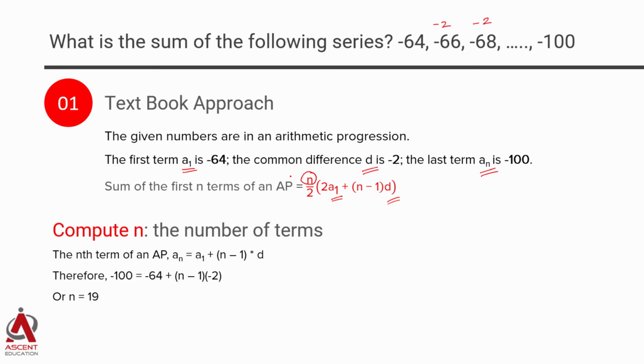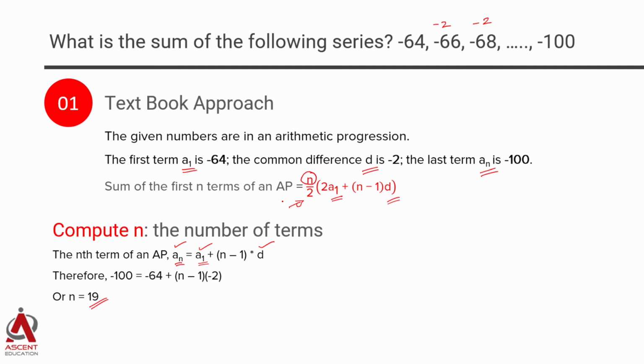This is how we are going to find it out. The nth term of an AP is given by this formula. An is equal to a1, which is the first term, plus the common difference added n minus 1 times. So it's n minus 1 into d. What all data do we have? We have data for AN, A1, and D. The only thing that we need to find out is N. So substitute it here: minus 100 is equal to minus 64 plus N minus 1 into minus 2, which is the common difference. If you solve for this, we'll get N is equal to 19. So there are 19 terms in this sequence. The only missing data in this formula was the value of N.